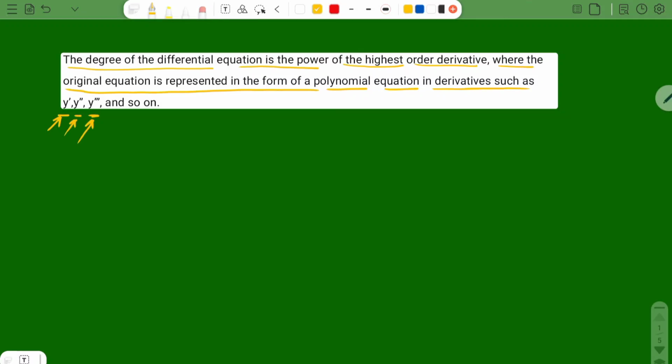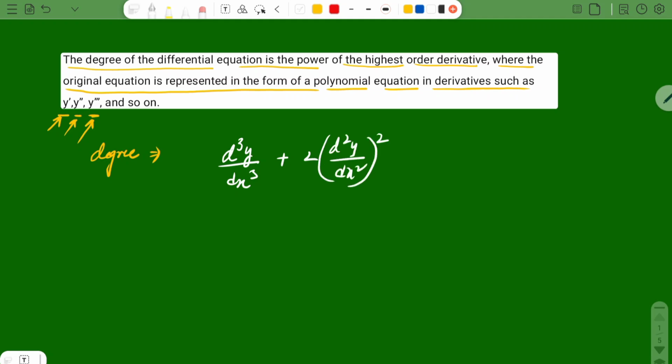Let me write an example to understand very easily. So how to find the degree? Let me write a differential equation first. d cube y by dx cube plus 2 into d square y by dx square whole power 2 minus dy by dx plus y is equal to 0. Check whether it's a differential equation or not. Definitely it's a differential equation.